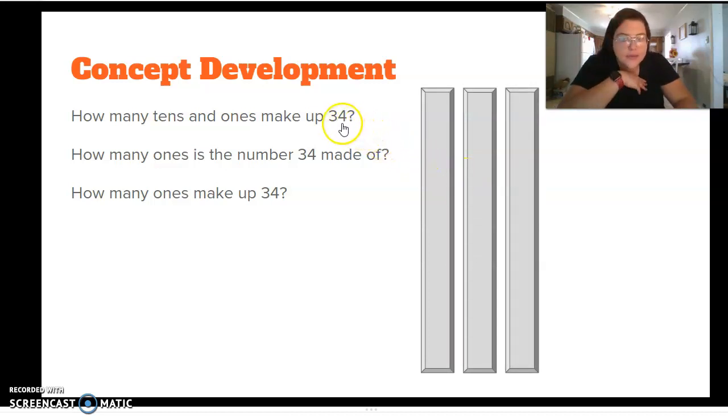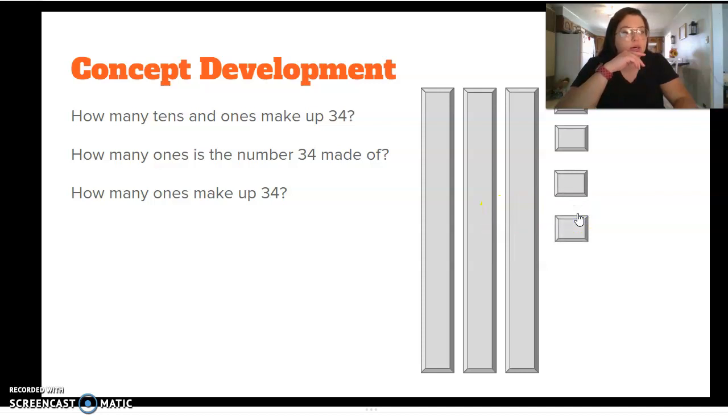And how many ones? 4. 1, 2, 3, 4. 3 tens and 4 ones. Okay, so how many ones is the number 34 made of?